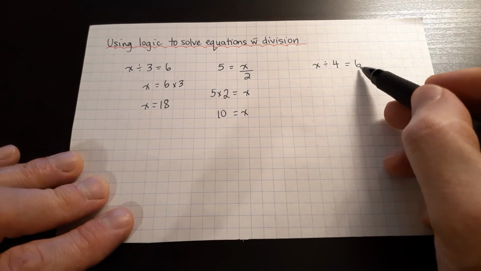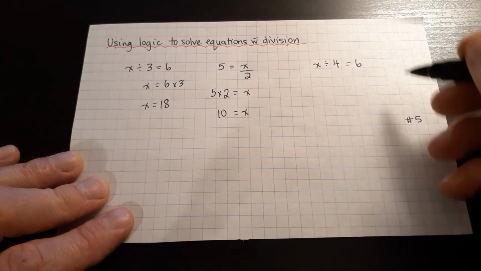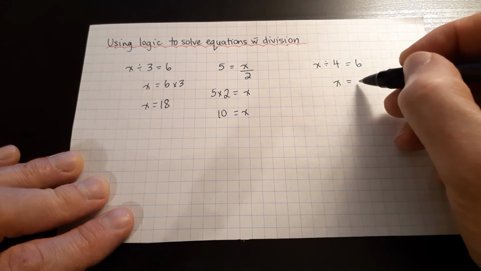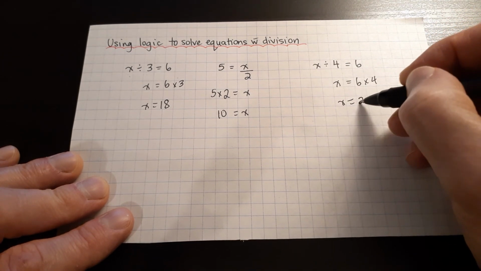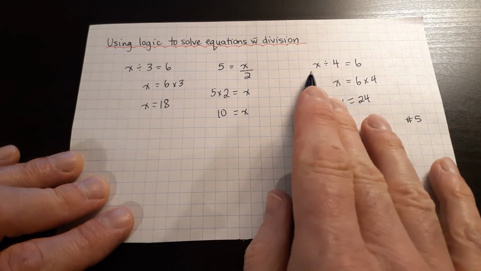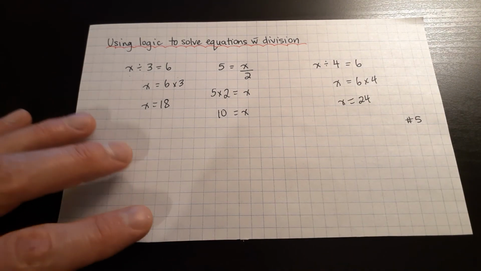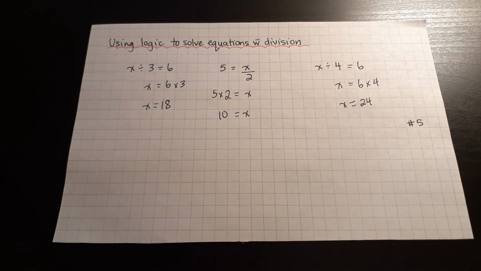And lastly, if I multiply 6 times 4, that's going to tell me what x is equal to. So I end up with x equals 6 times 4, which means that x is going to equal 24. And again, you can double check. 24 divided by 4 is indeed 6. And so at this point, there's only number 5 left in the workbook on page 80. And so you can finish that stuff up.